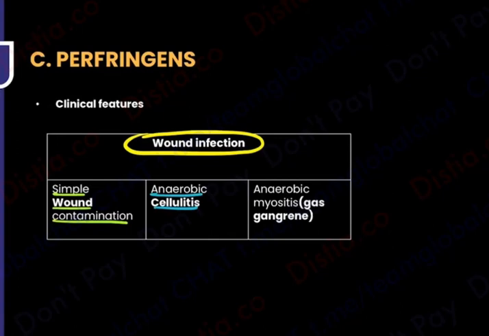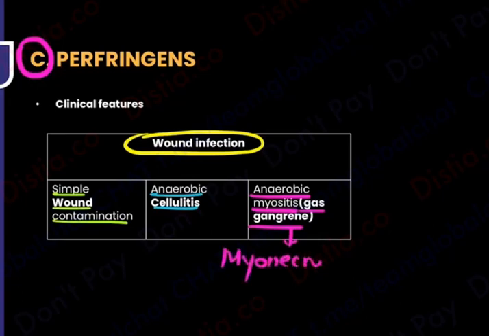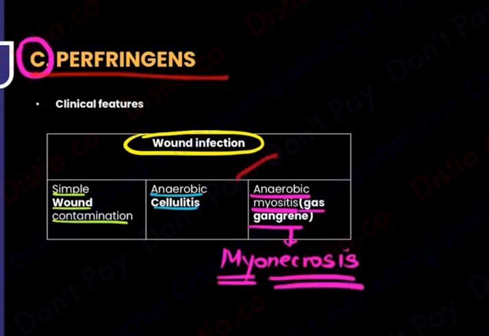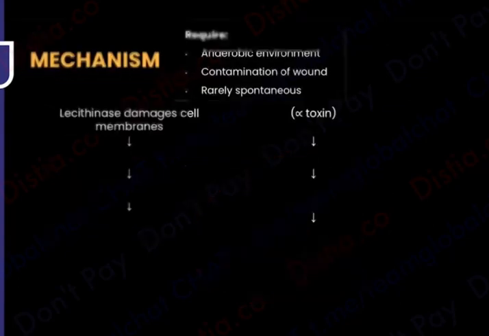What is gas gangrene? Why am I using the word anaerobic everywhere? Because Clostridium by definition is anaerobic. And myositis, because gas gangrene is a type of myonecrosis. So how is the muscle dying? How is that crushing injury, whatever injury we had, making the muscle die? And that is what I'm going to tell you.